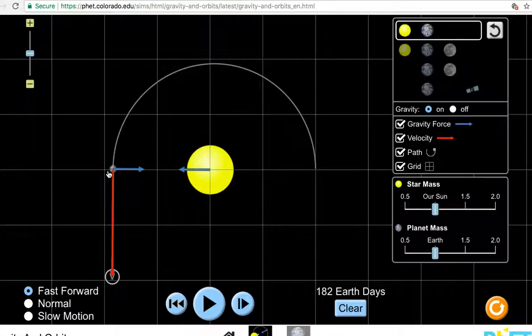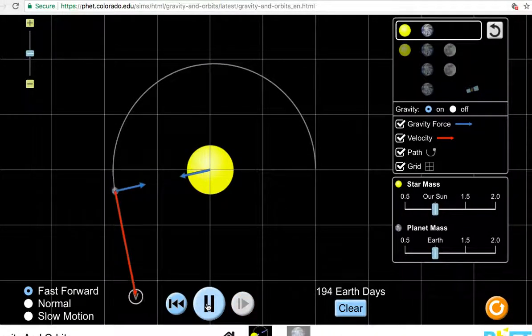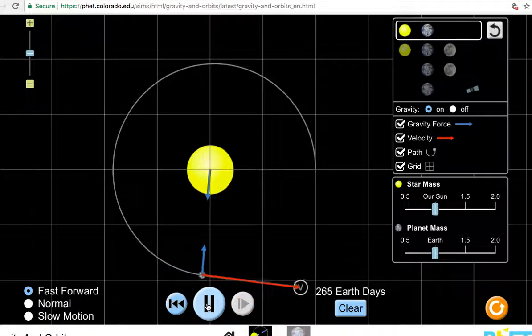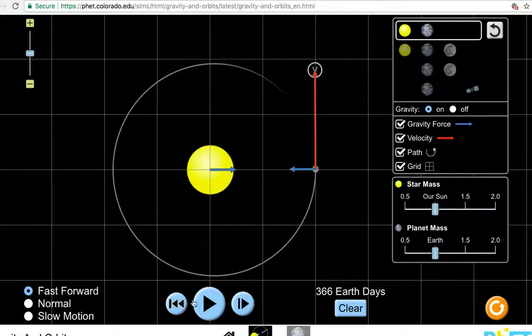That's actually the first law of planetary motion, that planets move around stars in elliptical paths. You will need to know that for your next quiz. Okay, so we're going to press the play button, let the Earth complete the second half of its orbit, so that it arrives at the exact same place it began before direction 3 was completed. So let's go back here and allow this planet to complete 1 revolution. Oh, looks like I went over by 1 day.